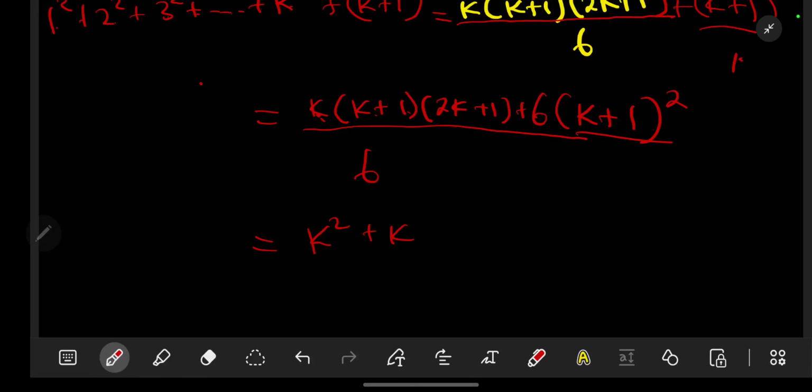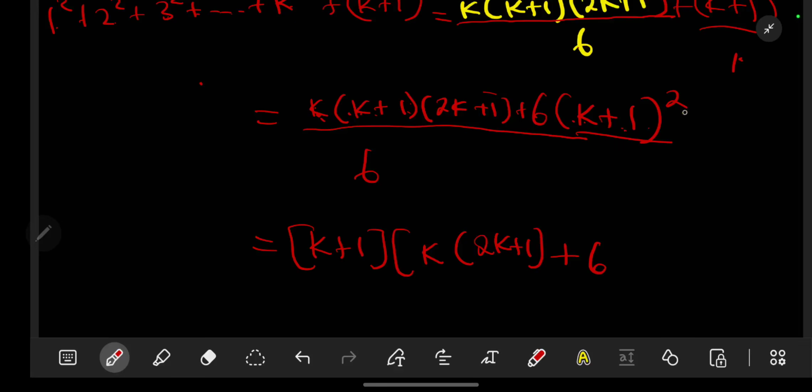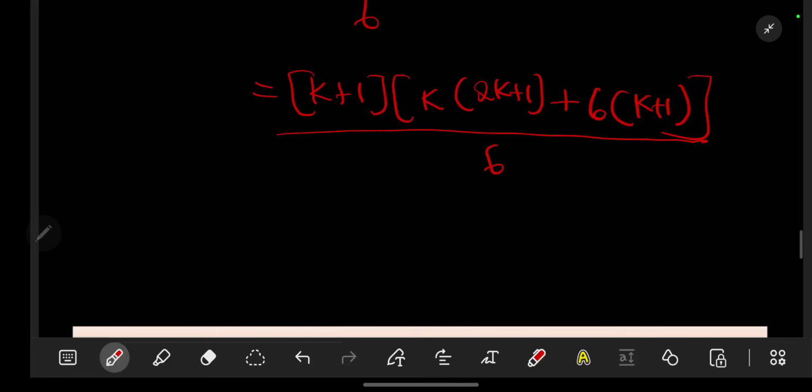Okay, which one is the easiest way? Let's find the easiest way of doing this. Let's first factorize. k plus 1 is common, so we say k plus 1. Then what are we remaining with? We are remaining with our k, then the other remaining thing is our 2k plus 1, then plus our 6. Then (k plus 1) squared, so now we are going to have k plus 1, then over our 6.